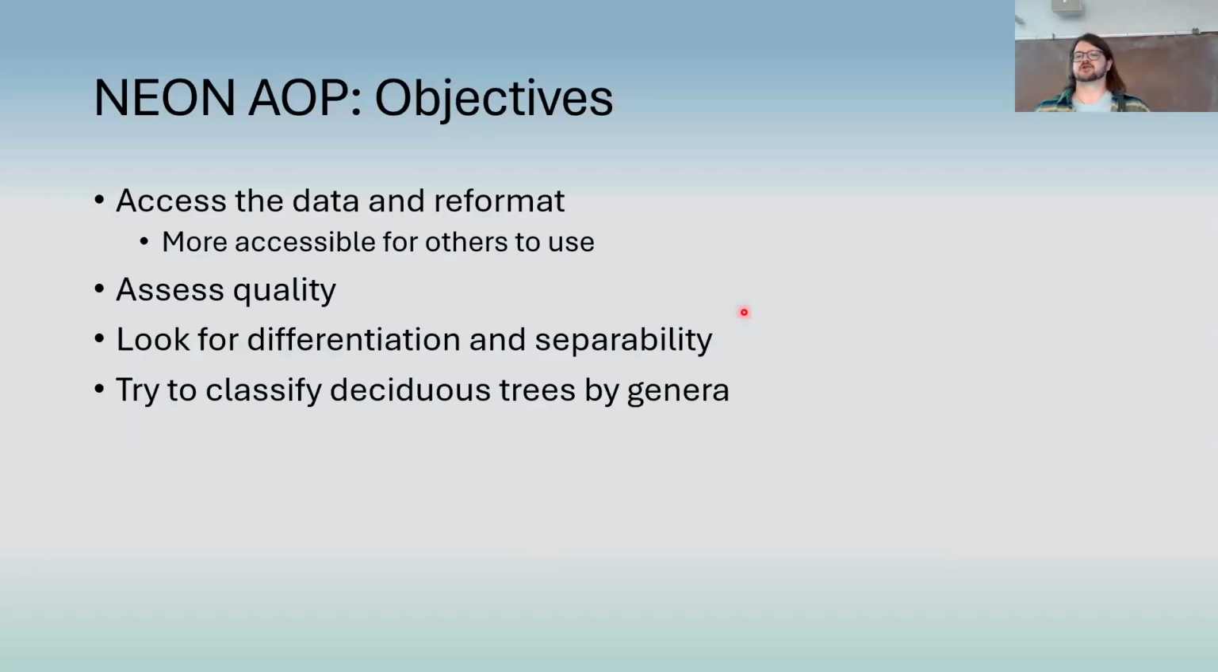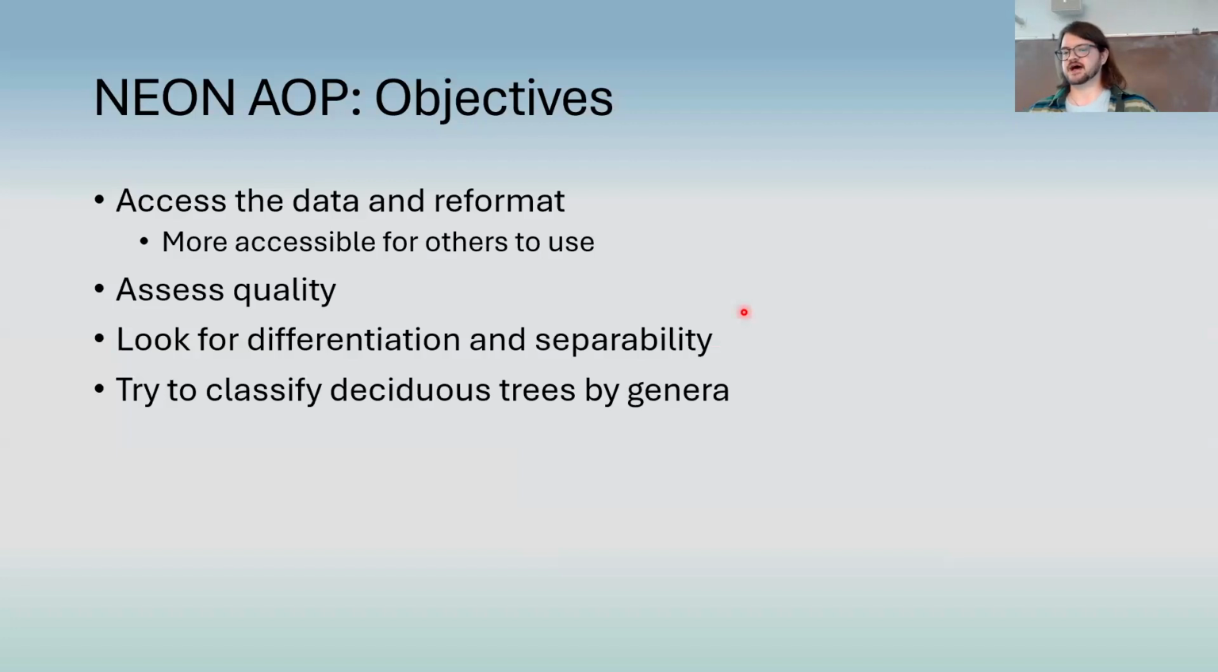So some of the objectives for this project were to access the data and make it more accessible for others to use. But we really didn't have much of a feel for what the quality would look like. And because of this, it was hard to come up with a plan in advance. So we had to change course several times.